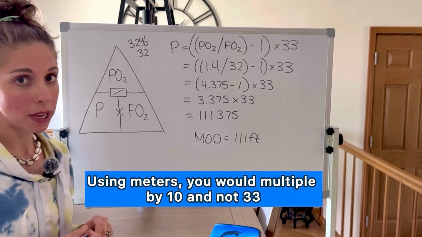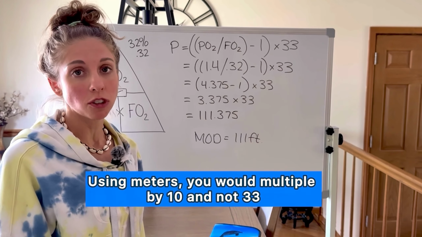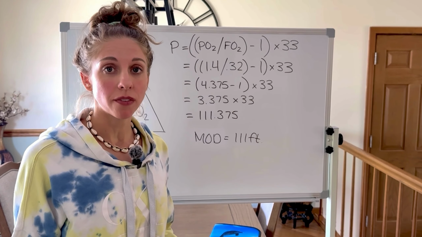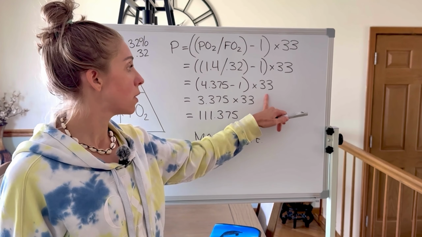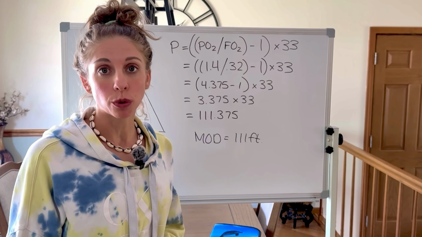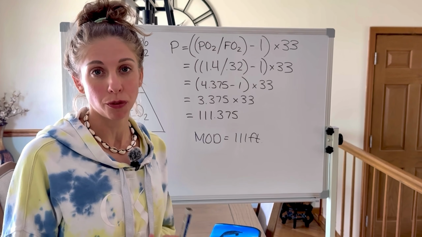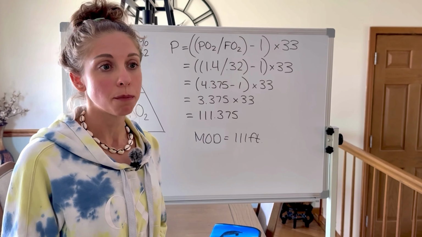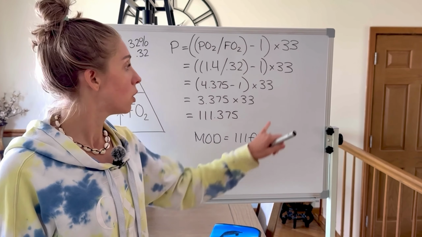Now, if you're doing this in meters, instead of the 33, you would multiply by 10. If you want to be conservative on your diving, you can always use the 33. It's just going to be a little bit more conservative than 34 if you were using it for fresh water, which is going to give you a few more feet with each calculation, but to be on the safe side, you can always use 33.